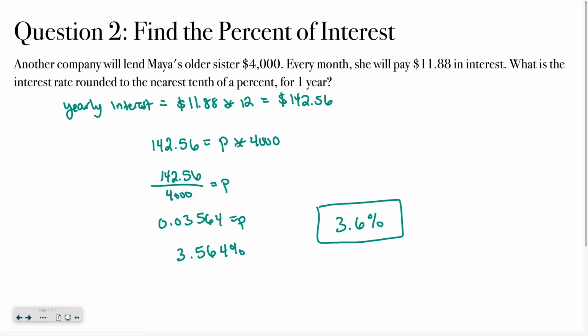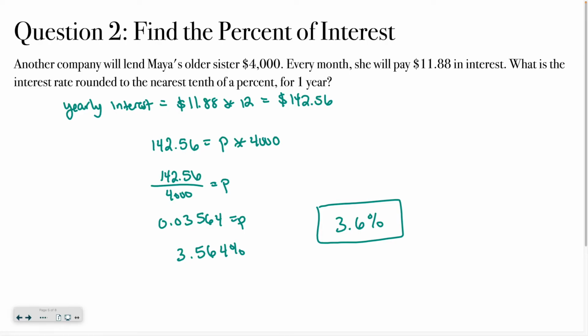All right, for this problem, hopefully you first converted the monthly interest to yearly by multiplying $11.88 by 12. So you found out that she would pay a total of $142.56 in interest. And then you used that dollar amount and divided it by the total loan amount, which was $4,000.